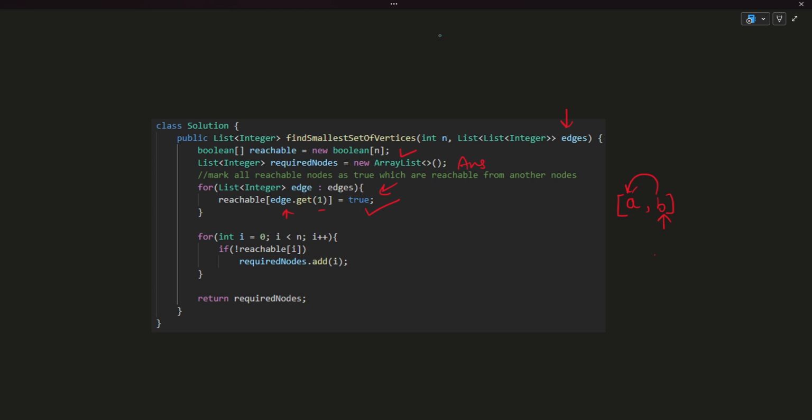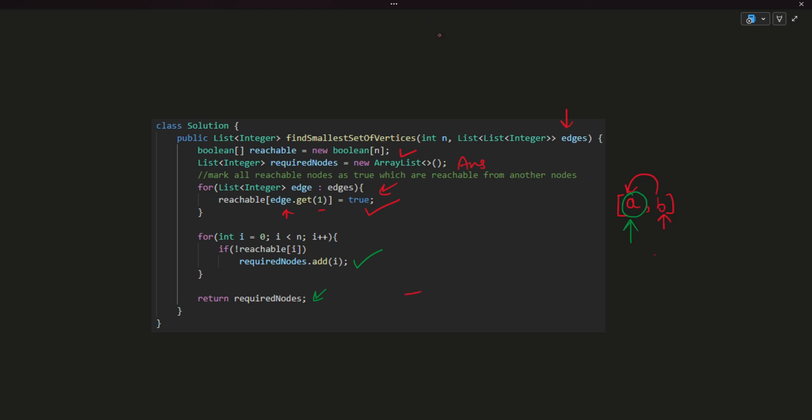And at the end I am traversing all the vertices. If reachable of I is false, as we saw in the above example, that vertex is not reachable from any other vertex, so its reachable value will be false. That vertex I am adding into my required nodes list, which is our final answer. And at the end I am returning the required nodes.